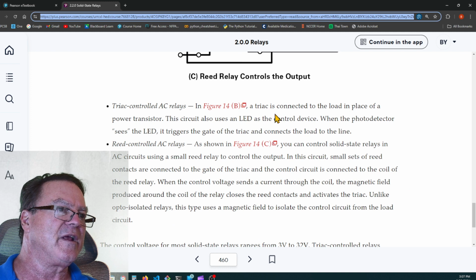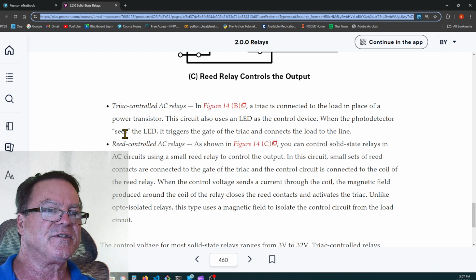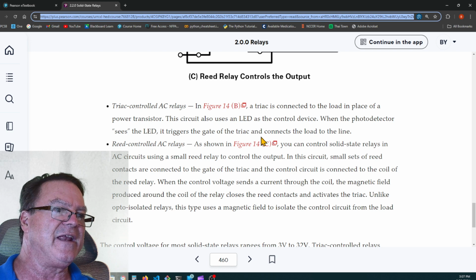Triac controlled AC relay. A triac is connected to the load in place of a power transistor. This circuit also uses an LED as the control device. When the photodetector sees the LED, it triggers the gate of the triac and connects the load to the line.